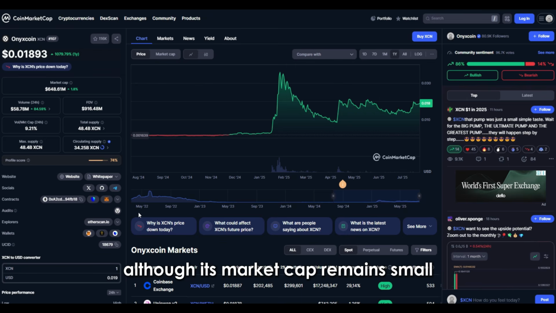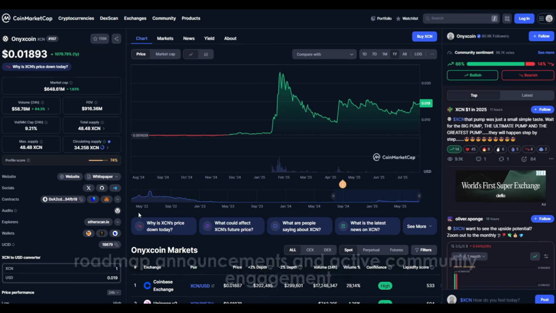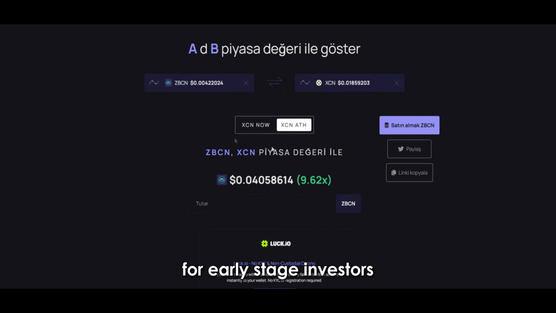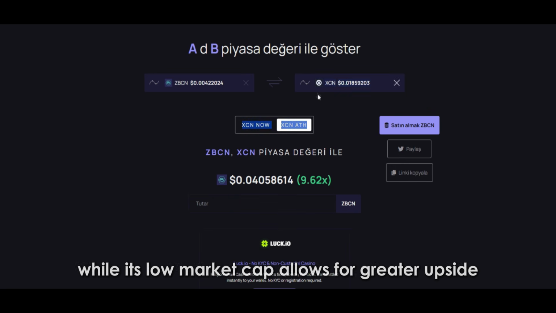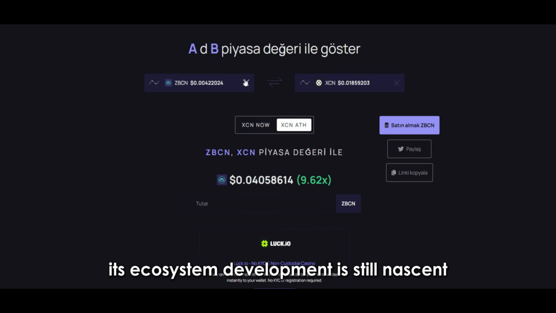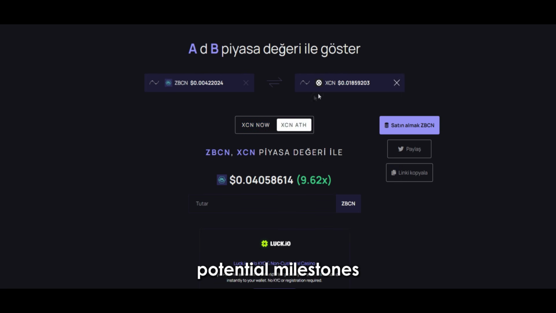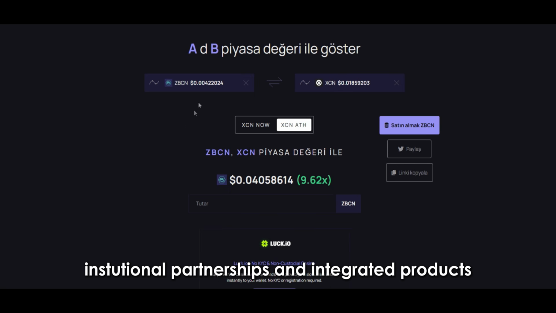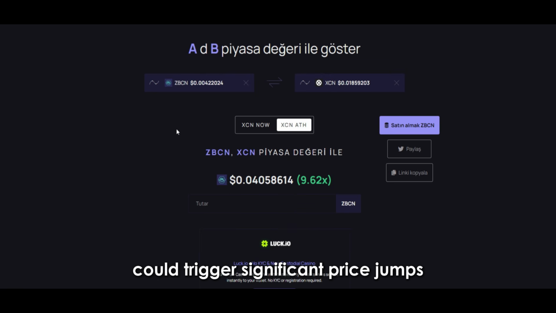Although its market cap remains small, it has started to capture investor attention through exchange listings, roadmap announcements, and active community engagement. For early-stage investors, Zbcn provides a high-risk, high-reward proposition. While its low market cap allows for greater upside, its ecosystem development is still nascent. Potential milestones such as listings on major exchanges, institutional partnerships, and integrated products could trigger significant price jumps, mirroring XCN's past performance during bullish cycles.